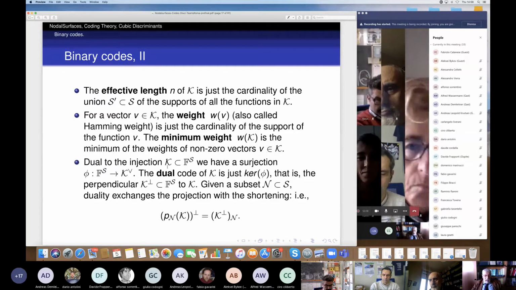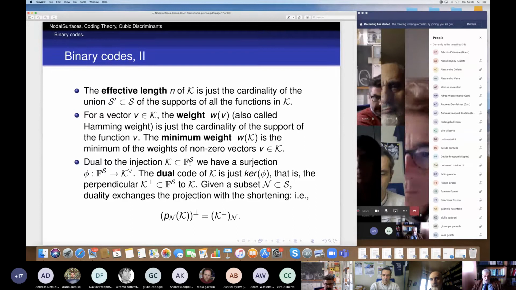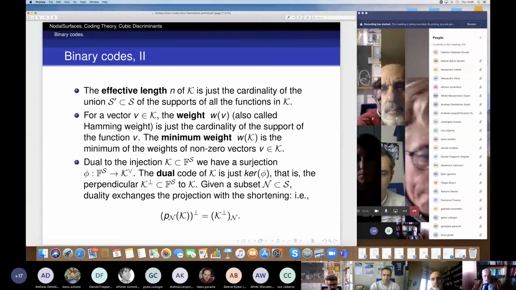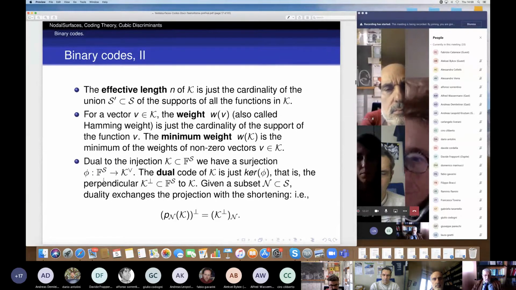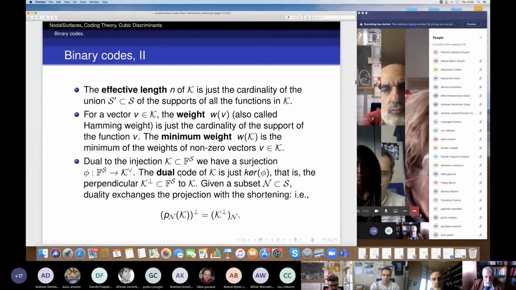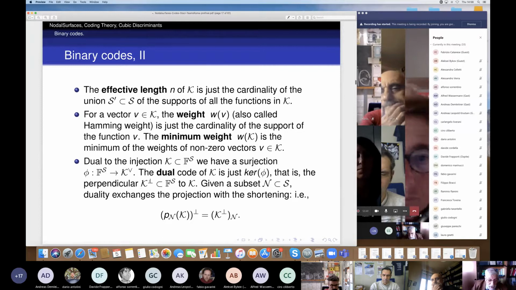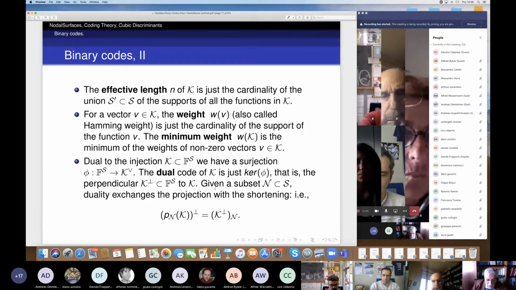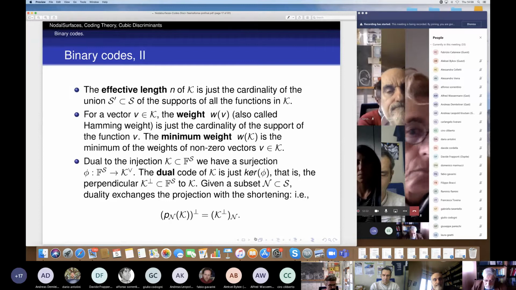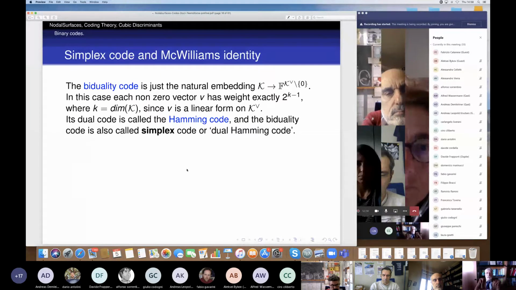And since K is contained in the space of functions on F to the S, dually we have a surjection from F to the S to the dual. The dual code, dual in the sense of projective geometry, is the kernel of phi. So in other words, it is the perpendicular subspace in F^S to K. And duality exchanges projection with shortening. This is not very important, but it's just a formal property.